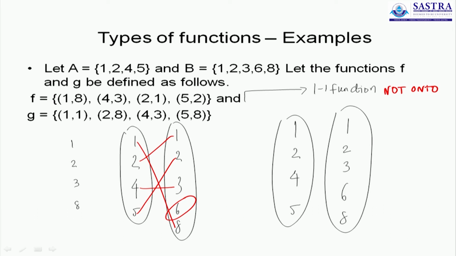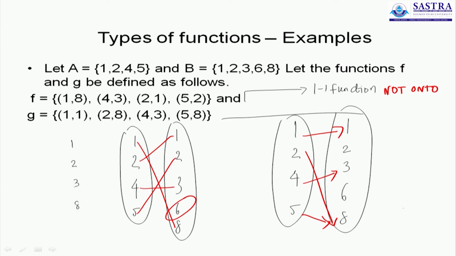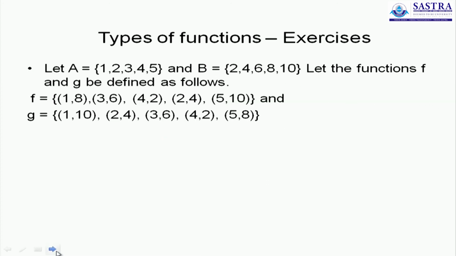Okay, what about the next one? 1 goes to 1, 2 goes to 8, 4 goes to 3, 5 goes to 8 again. What is different this time? Here again you will see that it is neither 1 to 1 nor onto, because both 5 and 2 are getting mapped to the same element 8, and once again 6 is missed out. Therefore, it's neither 1 to 1 nor onto, and obviously it is not a bijection. You cannot define an inverse function either.